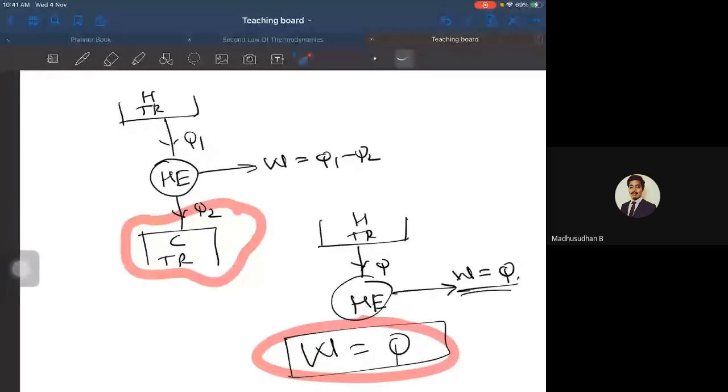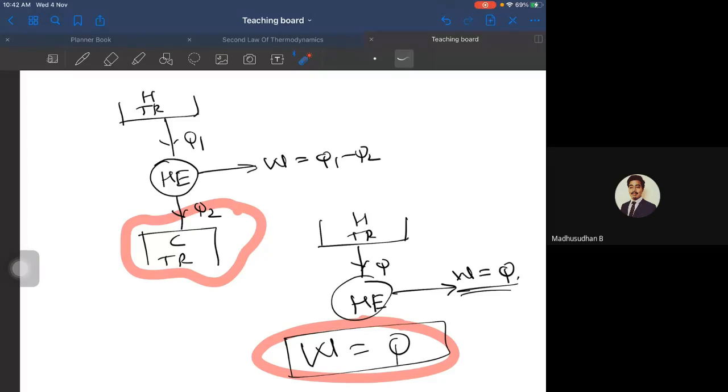So what is the statement of Kelvin Planck then? Just observe the statement, this is very, very important. It is impossible for a heat engine to give a net work output if it exchanges heat with a single reservoir at a single fixed temperature.